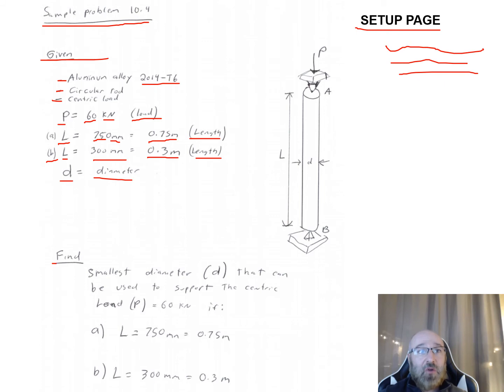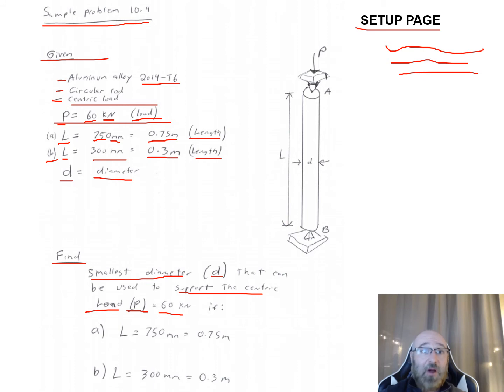That brings us down to our find, what they're asking us to solve for. They want us to find the smallest diameter D that can be used to support the centric load. So we know it's a centric load again, and this is our value of P for our centric load, P of 60 kilonewtons, that's given to us in the problem statement that we can see right there.